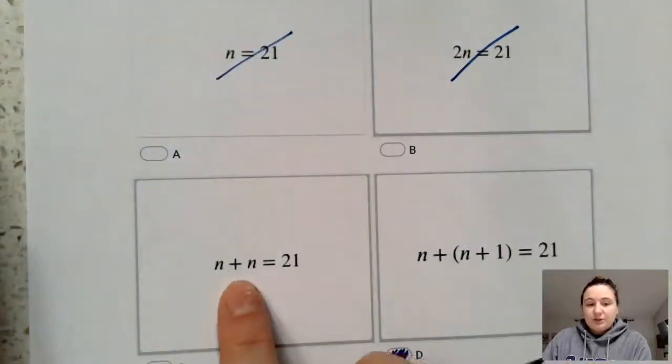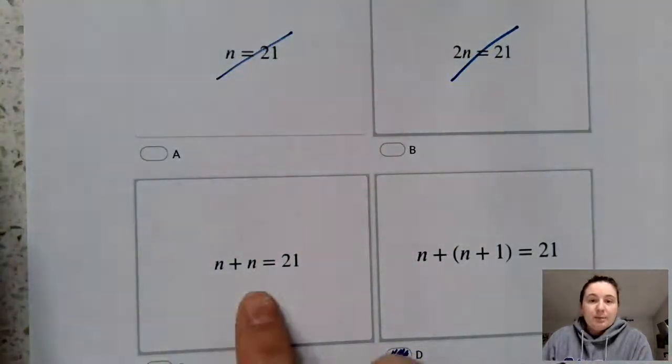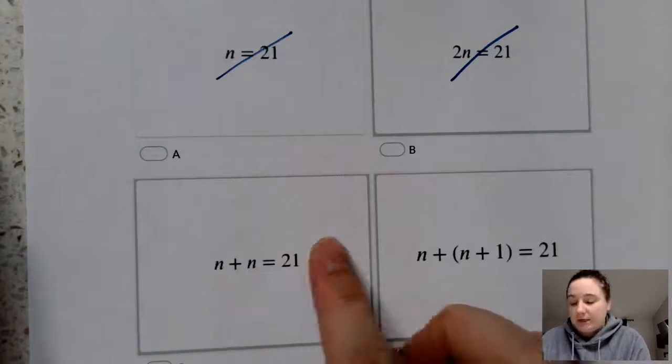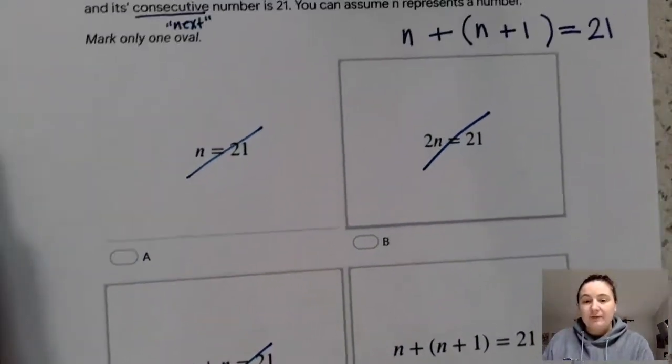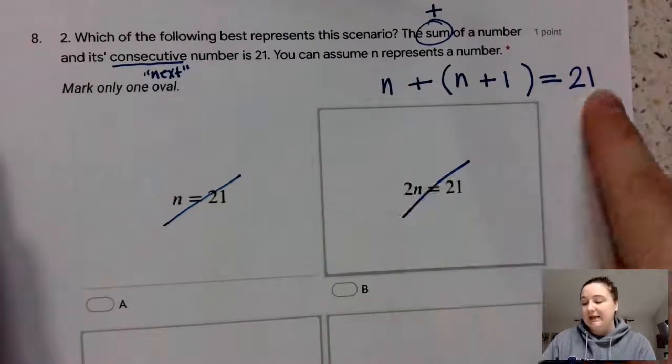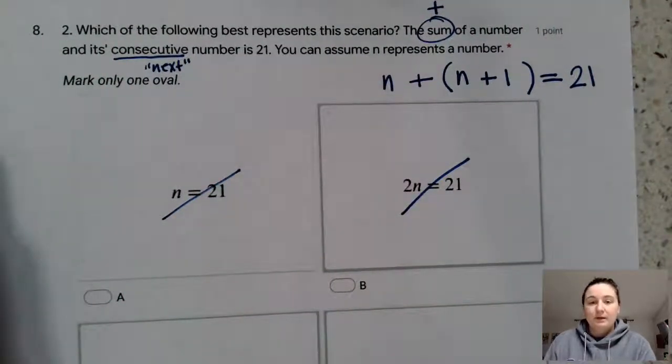Down here is kind of the same as this one. This is just 2 of the same number. So the number plus itself, or 2 of the number, is 21, which it did not tell us either. So you can kind of cancel things out if you aren't quite sure exactly how to write it. I hope this helped.